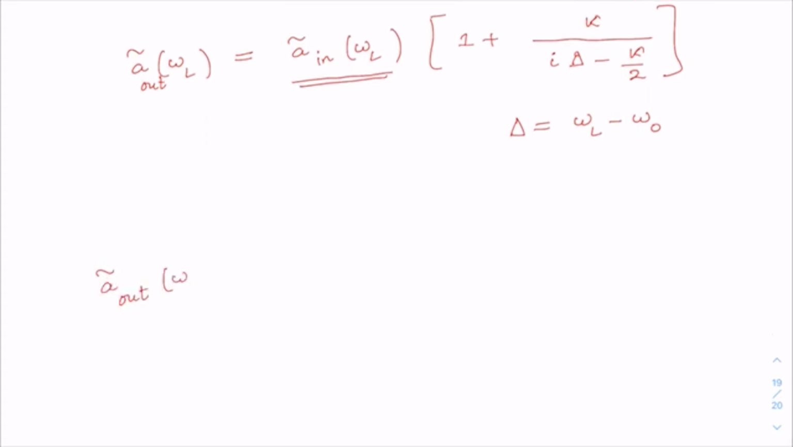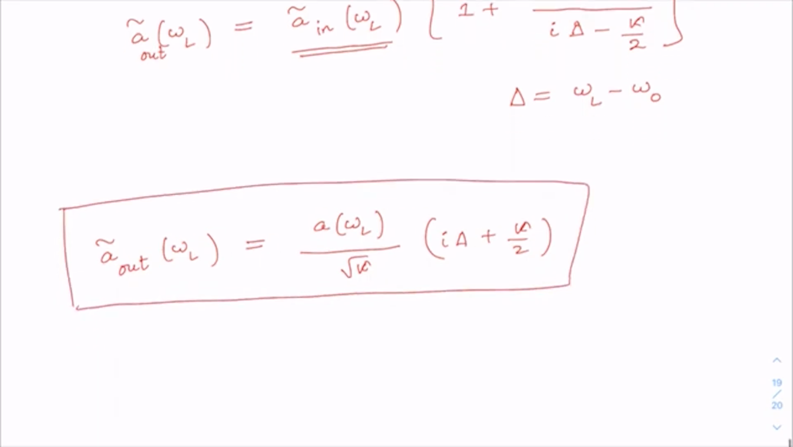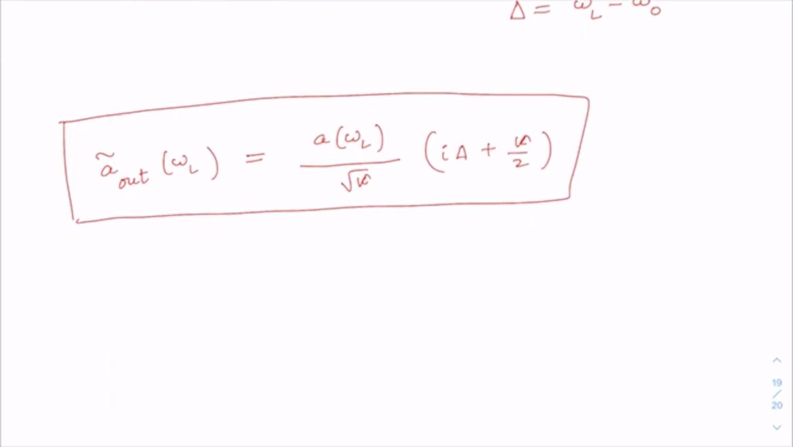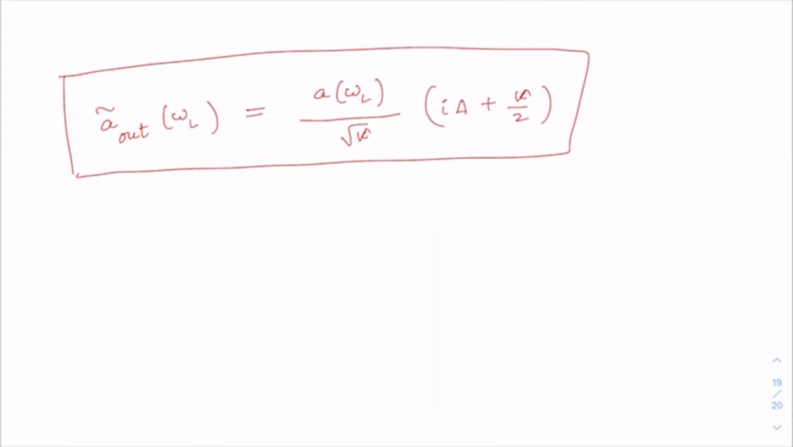It's very simple to work it out, just a few steps, and if you do it, you will get it as A of omega L divided by square root of kappa, i delta plus kappa by 2. Okay, so this expression we are now going to utilize, because this allows us to express the conservation of energy by equating the input power to the outgoing power.